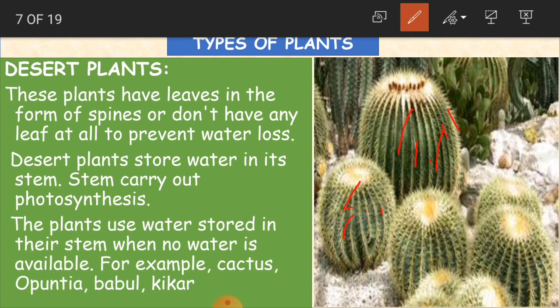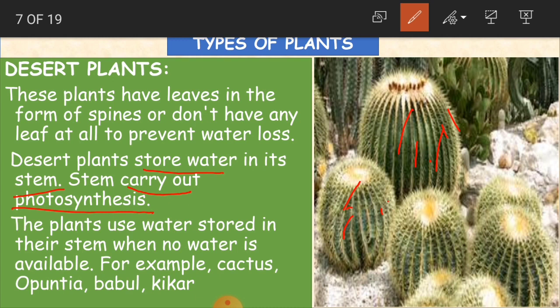Clear children? Desert plants store water in their stem. As I said before, desert plants store water in the stem, and this stem carries out photosynthesis. As it stores water in itself, this stem is also used for photosynthesis, making food for the plant. Clear children? The plants use water stored in their stem when no water is available. For example, cactus, opuntia, babul and kaikar.